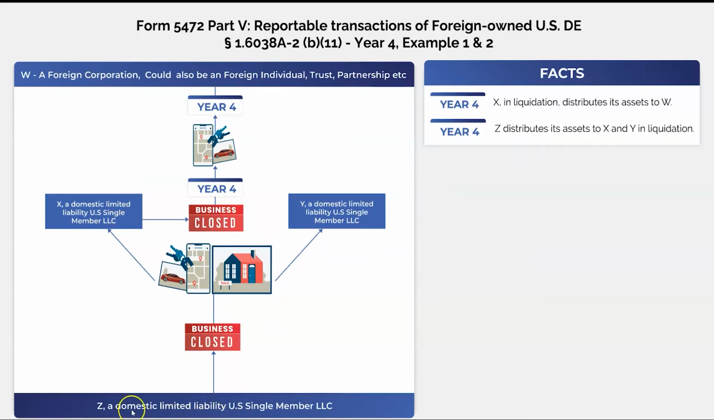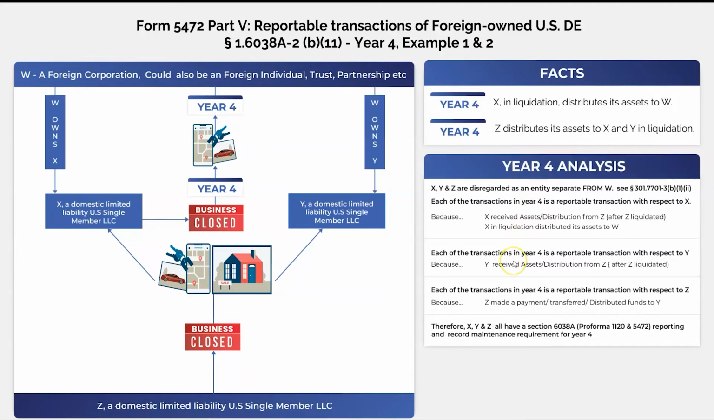So in the same year, Z closed down business and distributed assets to X and Y. X got this car and this phone. So X is going to report on 5472 and state that it received this asset from Z after Z closed business. So let's move on to Y.